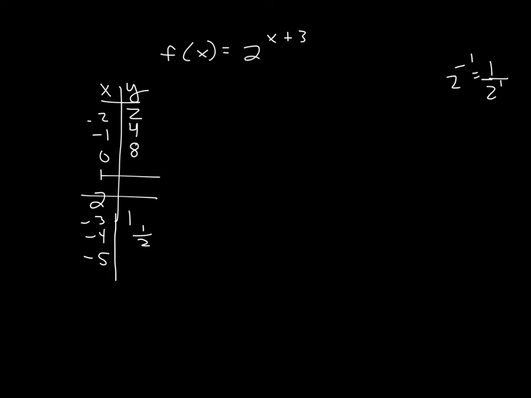And then one more. Let's do one more. -5 plus 3 is -2. 2 to the -2 is 1 over 2 squared, which is 1/4. I don't know about you, but that feels like I might have enough points to get a good idea what's happening here. Let's make a graph.